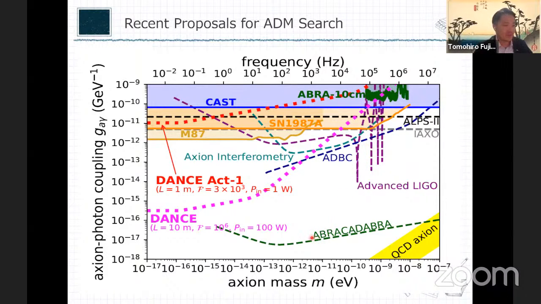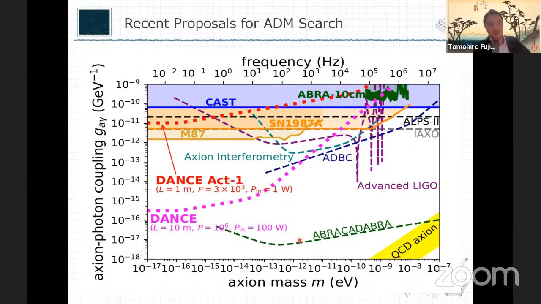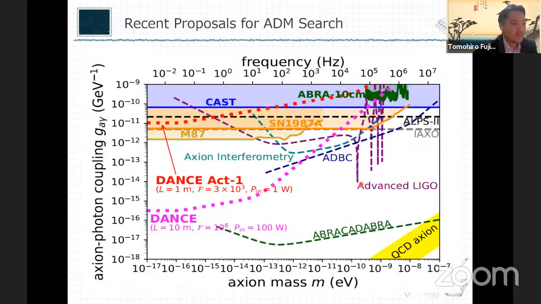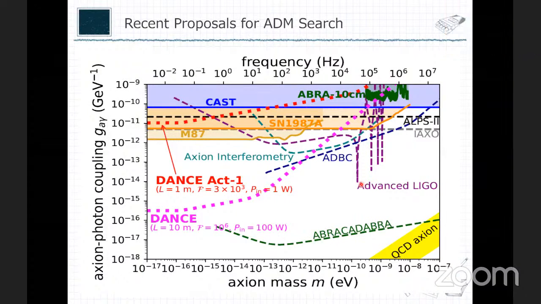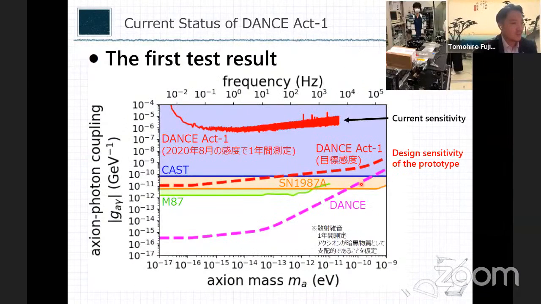And also you notice that this abracadabra experiment, which is proposed by MIT and other universities. Let me say a few words about that. So abracadabra also. May I ask you before we move? Yes. What is the loss in sensitivity at higher axion masses in the case of DANCE? Why is the best sensitivity so low in mass? Okay. Thank you very much.